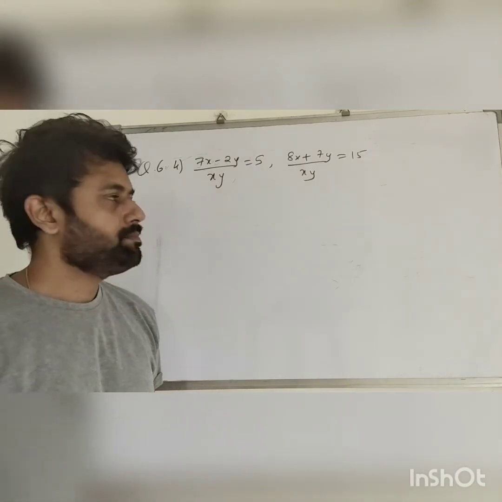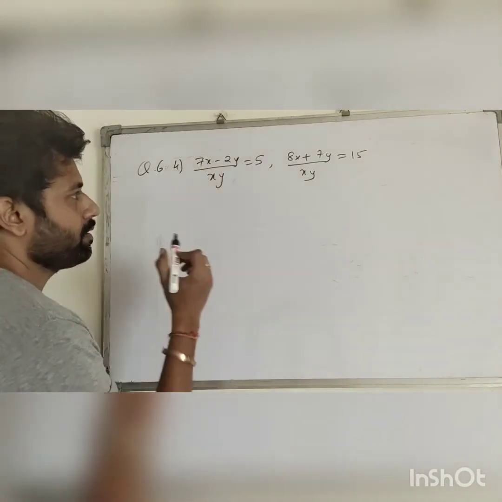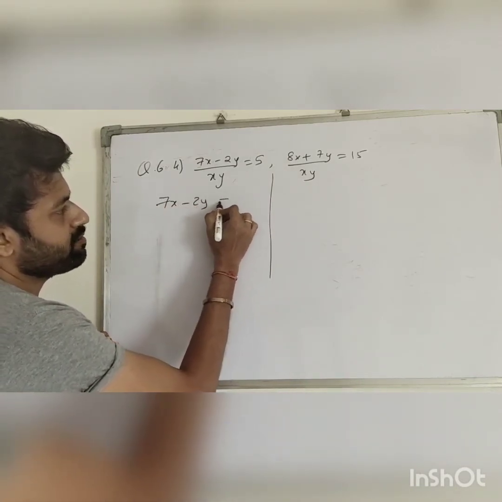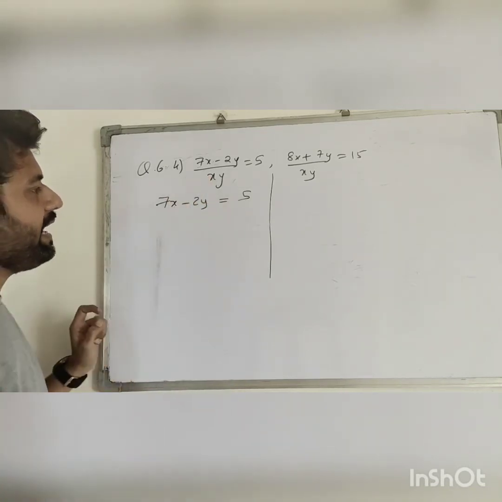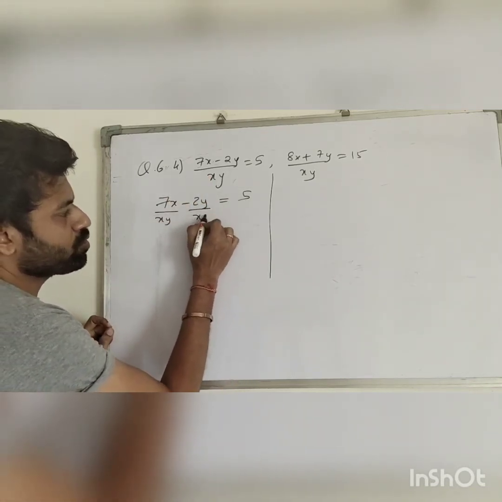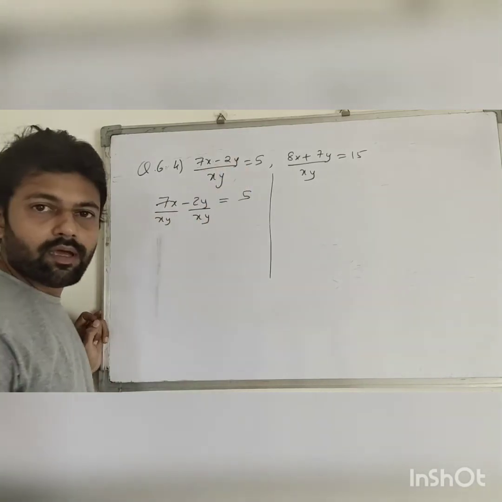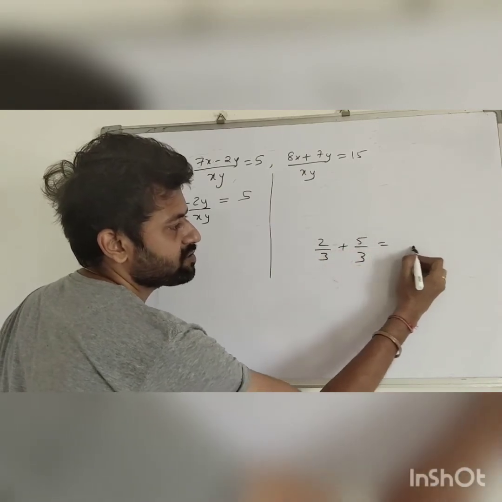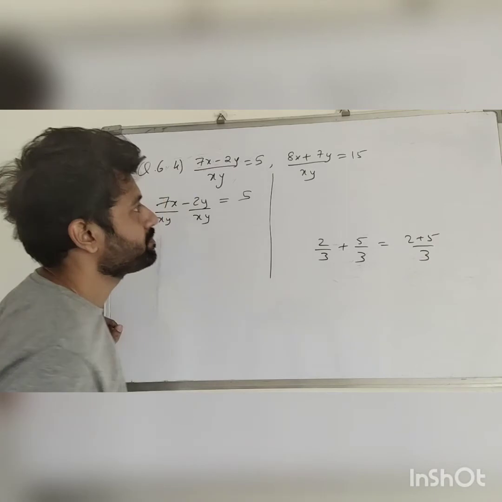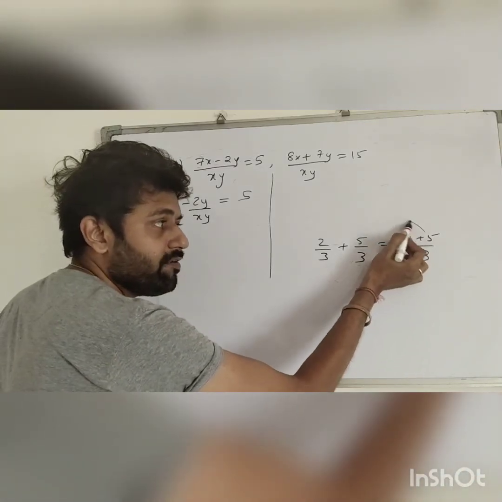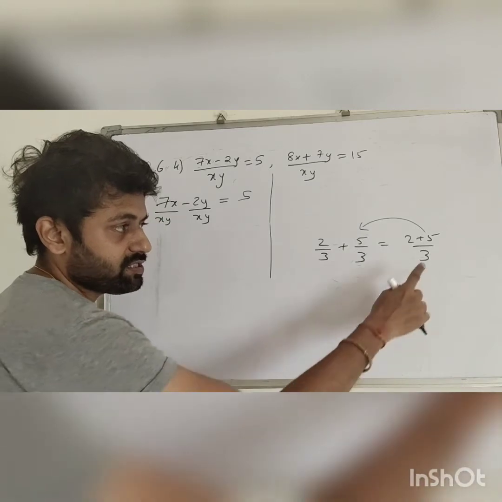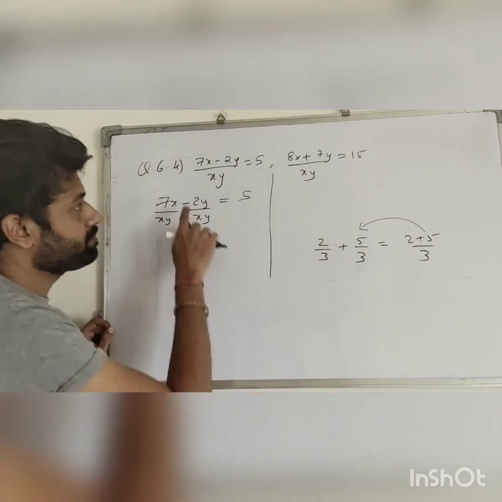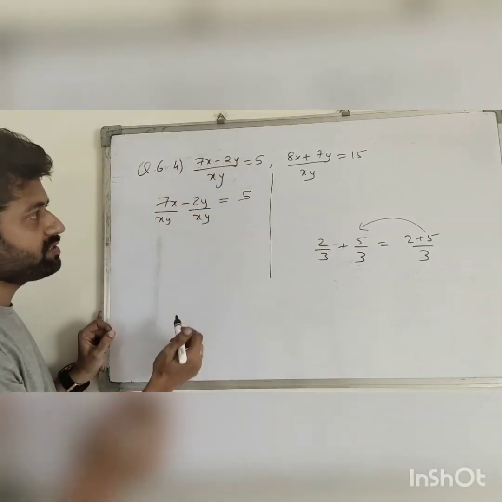Check how to solve this sum. Seven x minus 2y is equal to 5. The denominator xy is distributed to both the terms. In our lower standards, we had studied 2 upon 3 plus 5 upon 3 is equal to 3, 2 plus 5. Today we are going reverse. This 3 is distributed to 2, this 3 is given to 5, like this. xy is given to this, xy is given to this.